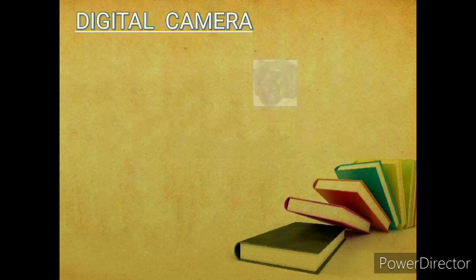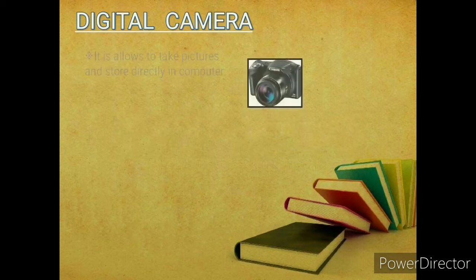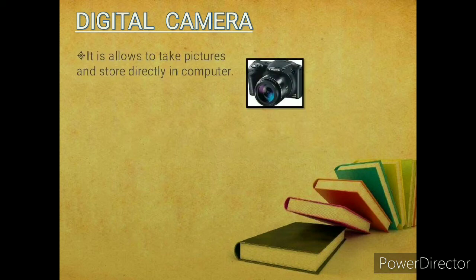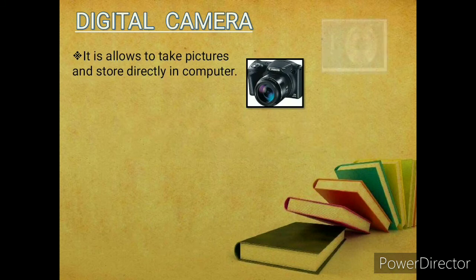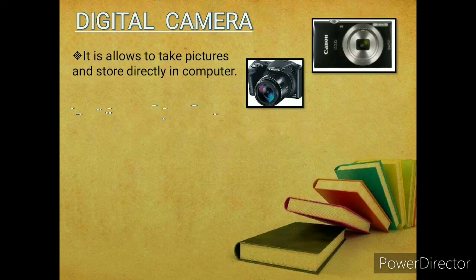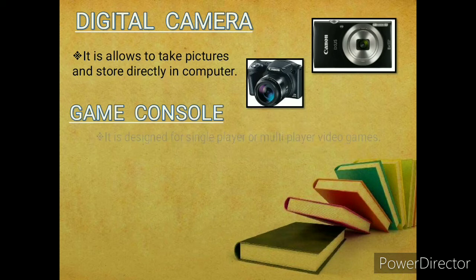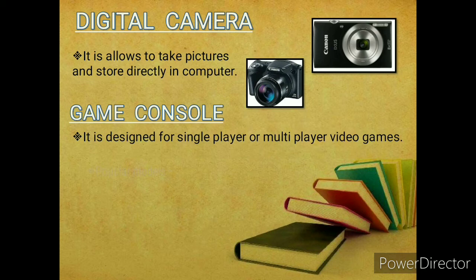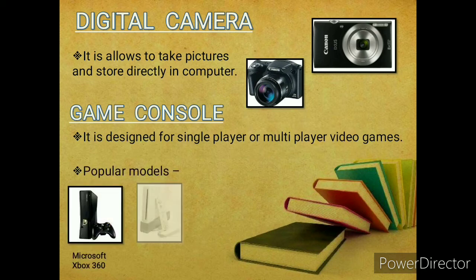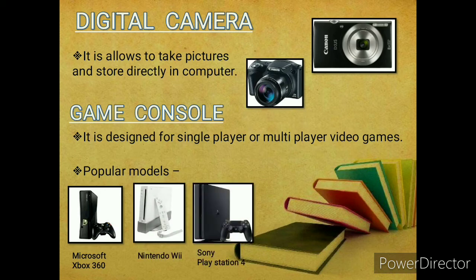Digital camera. This device allows us to click pictures and stores directly into the computer. We save the pictures in computer so that we can use them in future. Game console. This type of device is designed for single player or multiplayer video games. Any number of players can play. Some popular game consoles are Microsoft Xbox 360, Nintendo Wii and Sony PlayStation 4.